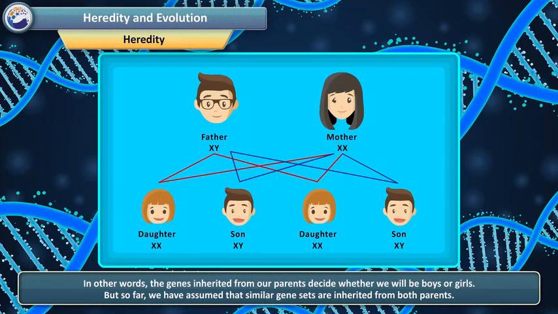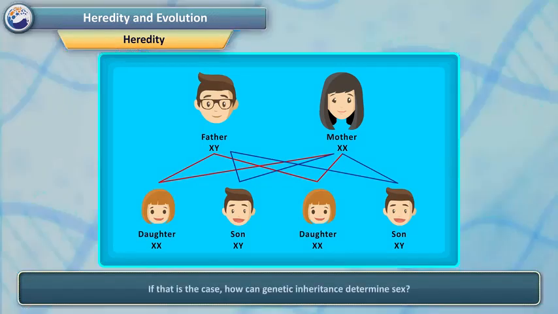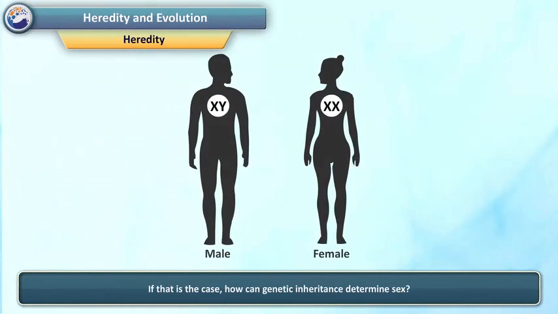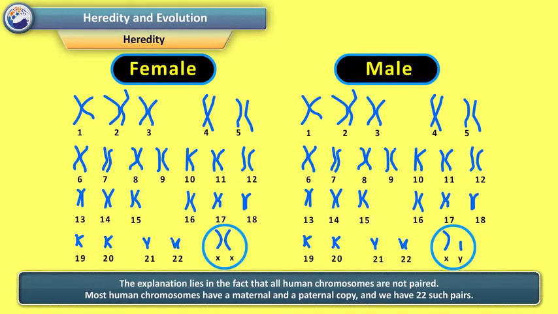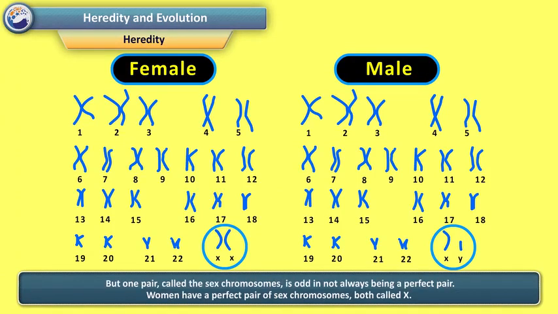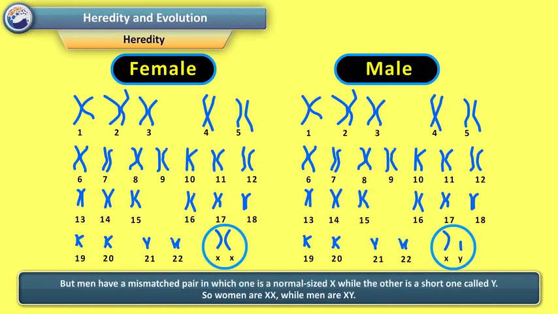But so far, we have assumed that similar gene sets are inherited from both parents. If that is the case, how can genetic inheritance determine sex? The explanation lies in the fact that all human chromosomes are not paired. Most human chromosomes have a maternal and a paternal copy, and we have 22 such pairs. But one pair, called the sex chromosomes, is odd in not always being a perfect pair. Women have a perfect pair of sex chromosomes, both called X. But men have a mismatched pair in which one is a normal-sized X while the other is a short one called Y, so women are XX, while men are XY.